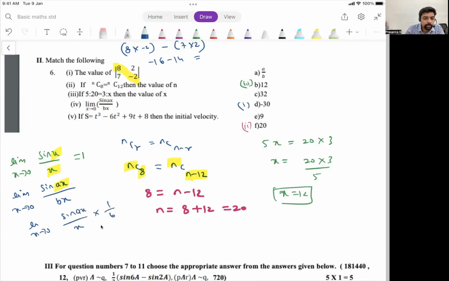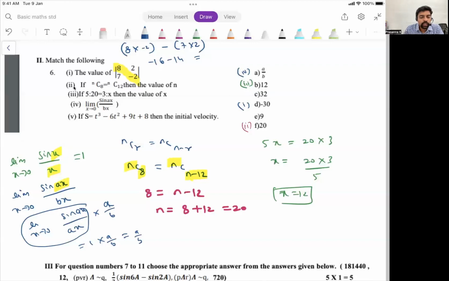I will separate this b here. Now angle is ax, denominator is x. What is missing here? A, right? So I will multiply both numerator and denominator by a. Now if I apply the limit, I will get 1 into a by b. Therefore answer is a by b. So a by b is the answer for the fourth one.